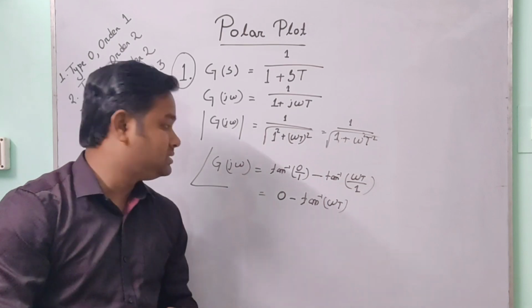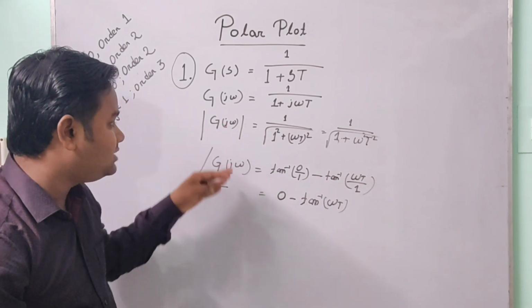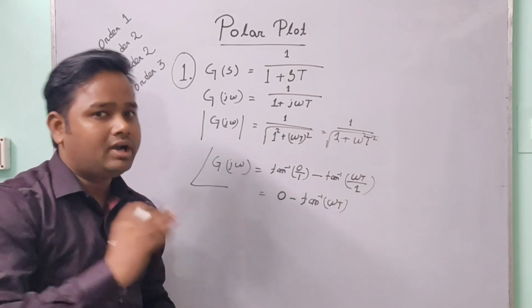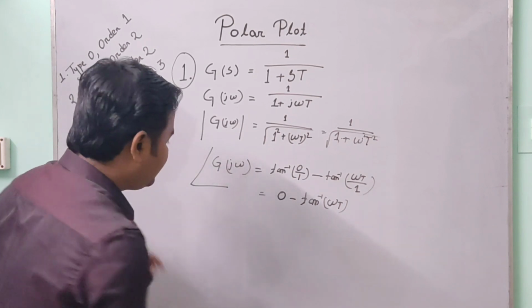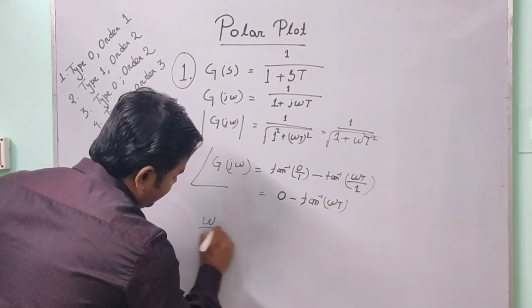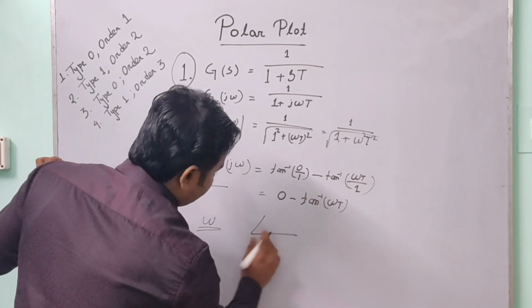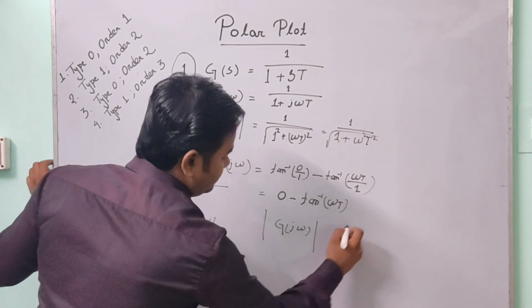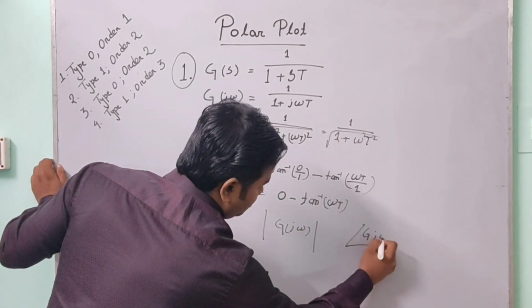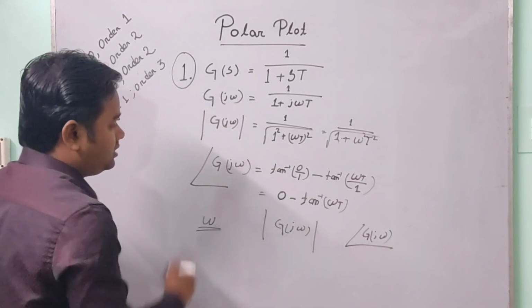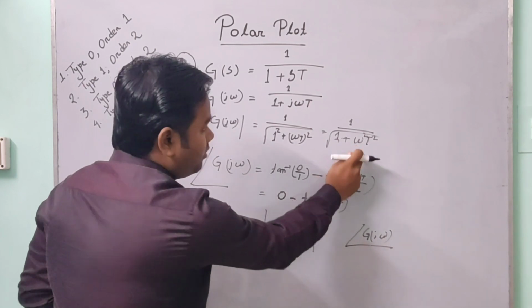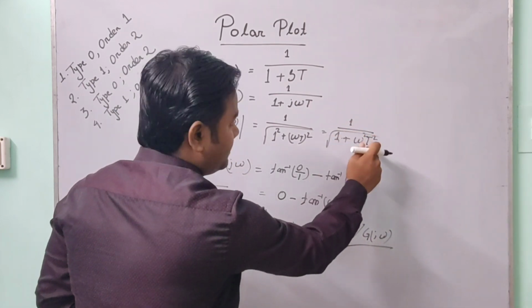Now the last step is to find the value of magnitude and angle when the value of ω varies from 0 to infinity by taking a table. Here I take the value of ω, the magnitude of G(jω), and the angle of G(jω). Suppose the value of ω is equal to 0, I will put it in this formula.